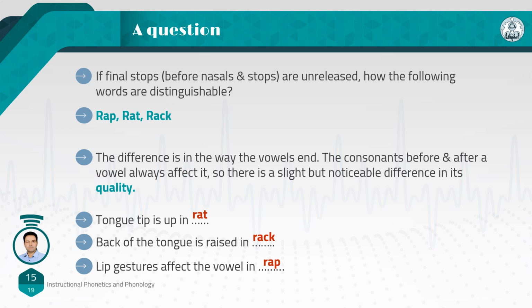The consonant before it or after it affects it. So as you can see, there is a slight but noticeable difference in the quality of the vowel in rat, rack, and rap. In fact, the difference in the quality of the vowel here helps you to distinguish t, k, and p, and then understand the words.